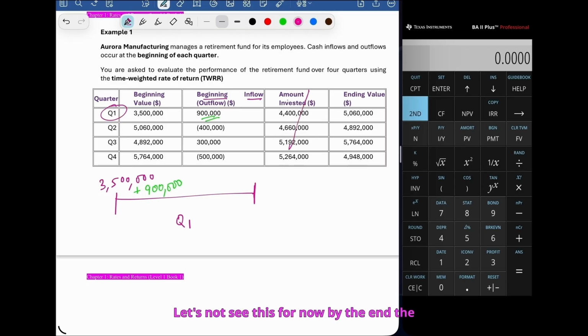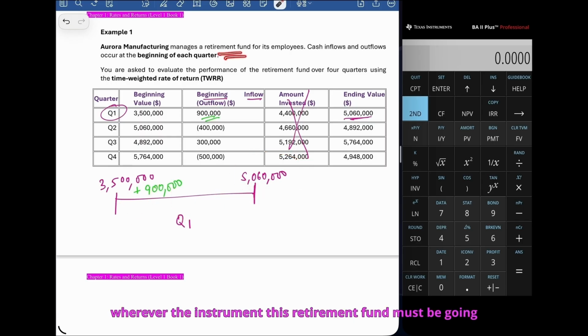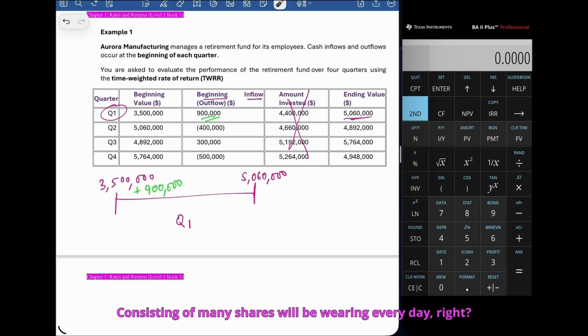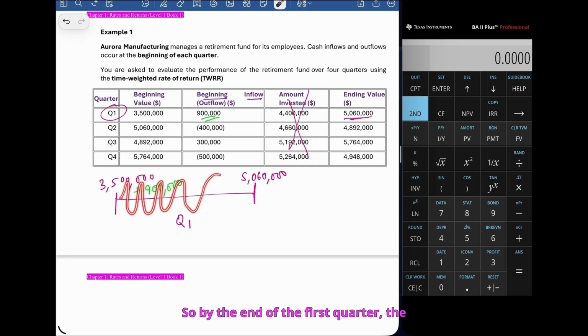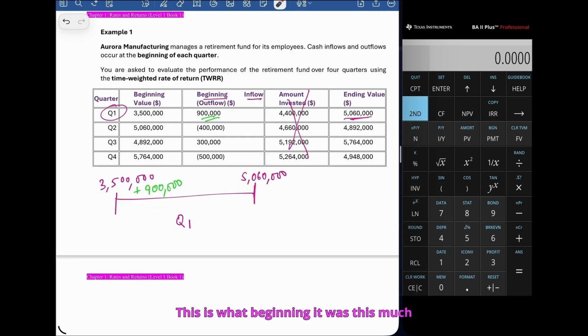By the end, the value becomes this for the first quarter. Beginning the value was this much, you added an inflow of this much, and the value by the end of the quarter, because wherever the retirement fund was invested, could be any share or multiple shares, the performance of the portfolio will vary because the price of a portfolio consisting of many shares will be varying every day, right? So by the end of the first quarter, the value of the entire portfolio has become this. Beginning it was this much, ending it was this much.